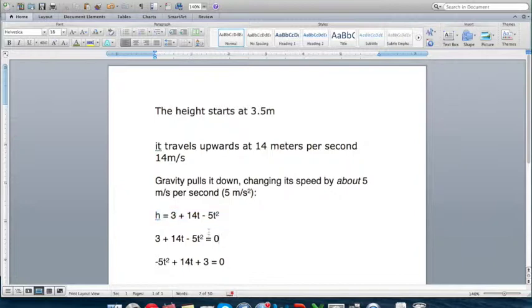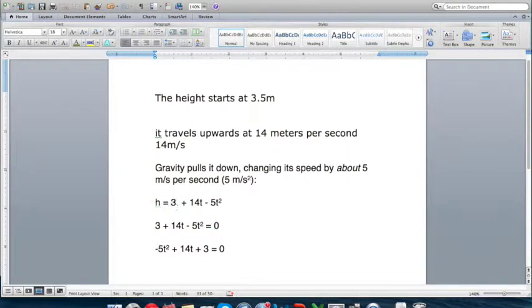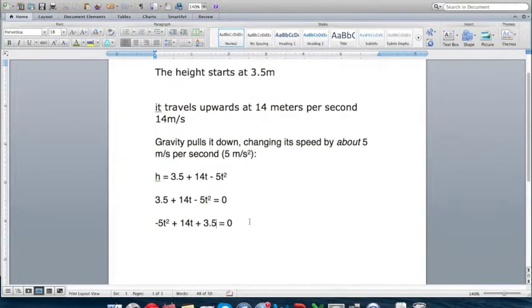If you want to figure out when the banana peel hits the ground, you gotta make the height 0. So that's what I did right here. Except there should be 3.5 and 3.5. What am I doing? Alright, 3.5. My bad, guys. And this is the standard form of the quadratic equation.